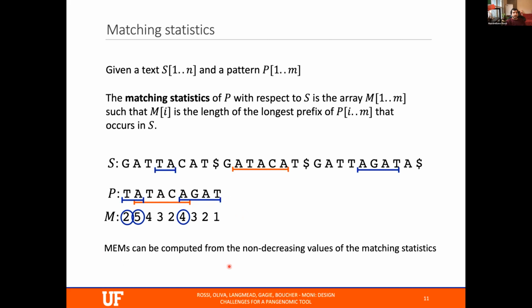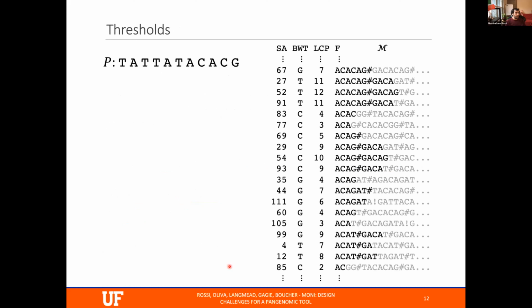And now the question is, how can we find the matching statistics? How can we compute the matching statistics using the RIndex? We need the concept of thresholds. So this is how we augment the RIndex to find the MEMs. Okay, so let's suppose that we want to compute the matching statistics for this pattern, and we have matched this suffix so far, which occurs only once in the text here.